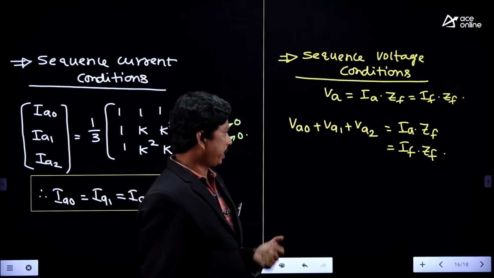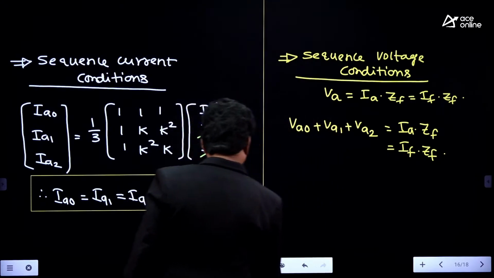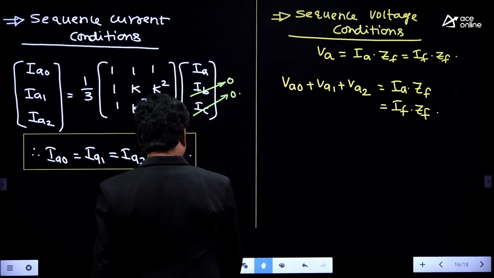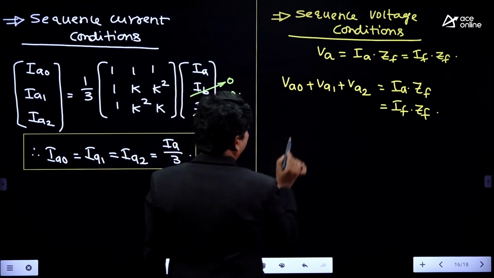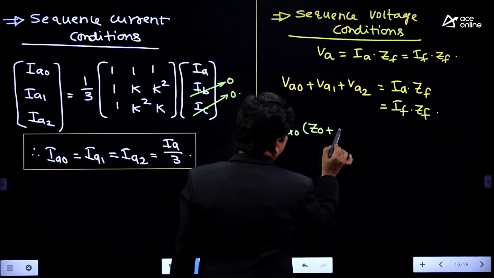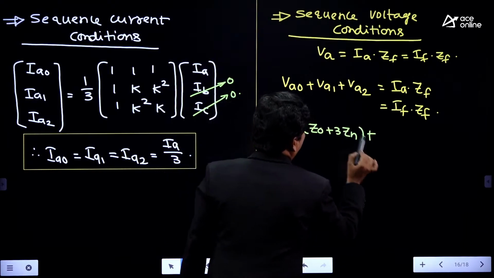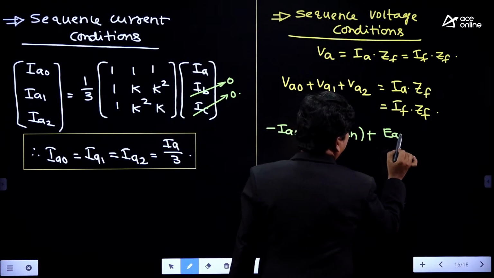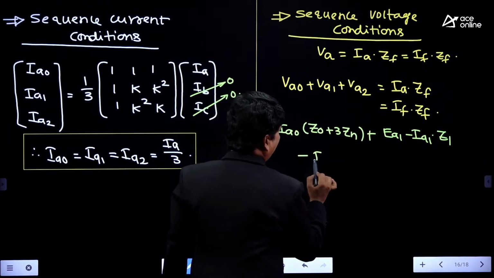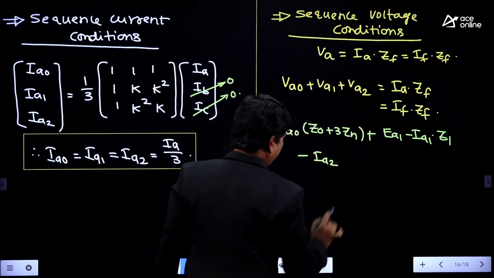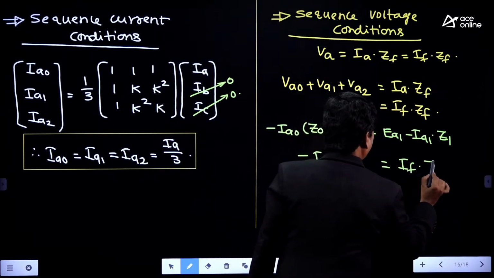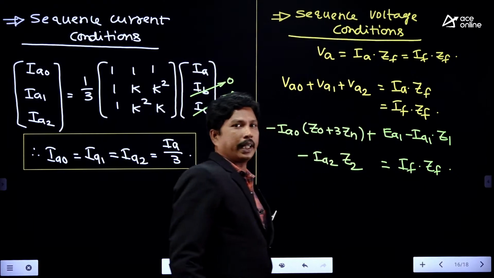The negative sequence terminal voltage. So, we can substitute those values there. Already we have seen in the previous case where we can write those values. What is VA0? It will be minus IA0 into (Z0 plus 3Zn). And what is VA1? EA1 minus IA1 into Z1. And what is VA2? Minus IA2 into Z2, which is equivalent to IF into ZF.